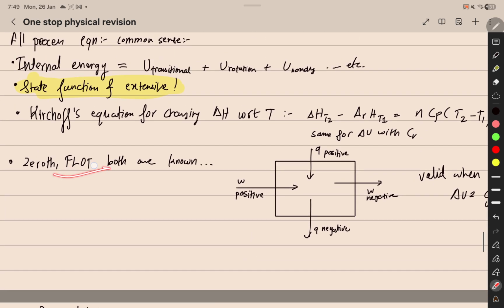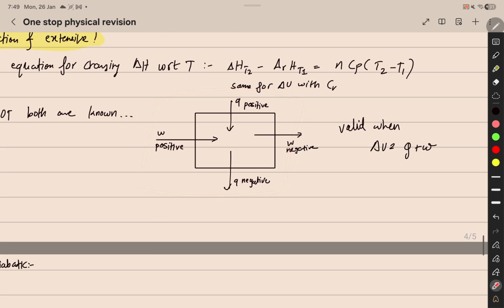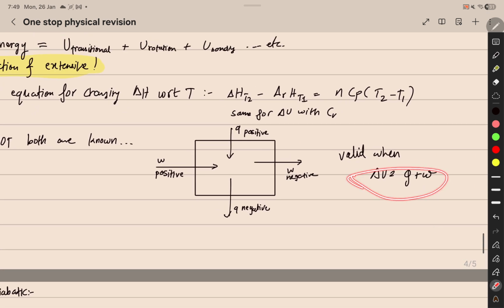Zeroth law and first law of thermodynamics, everybody knows. Then you have the equation of the first law of thermodynamics, delta U is equal to Q plus W. When Q is entering the system, it is positive. When Q is exiting the system, it is negative. When work is done on the system, it is positive. And when work is taken out of the system, it is negative.